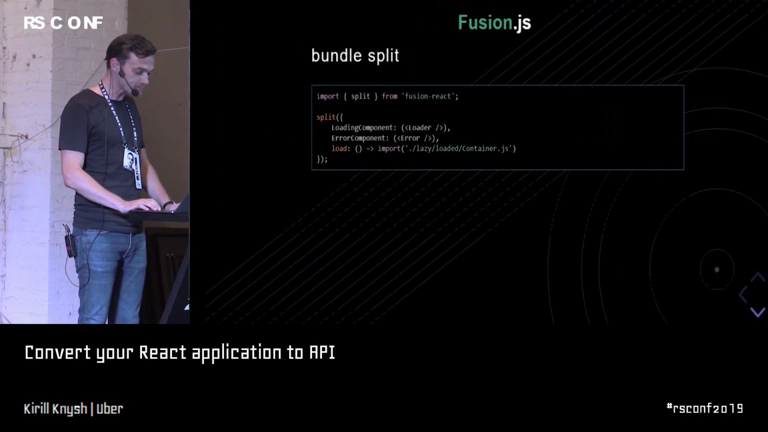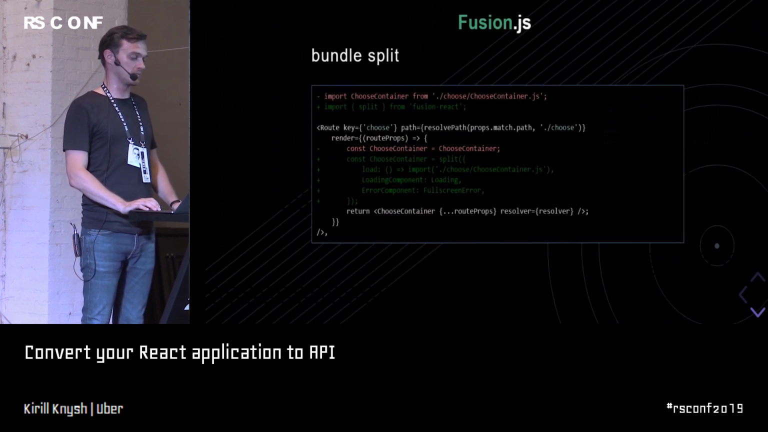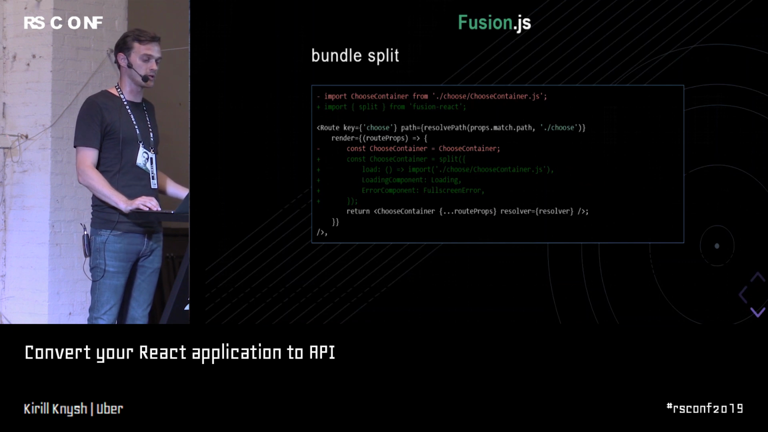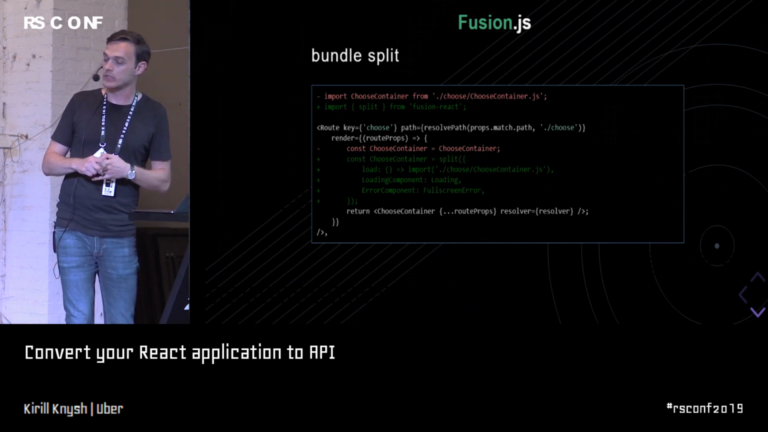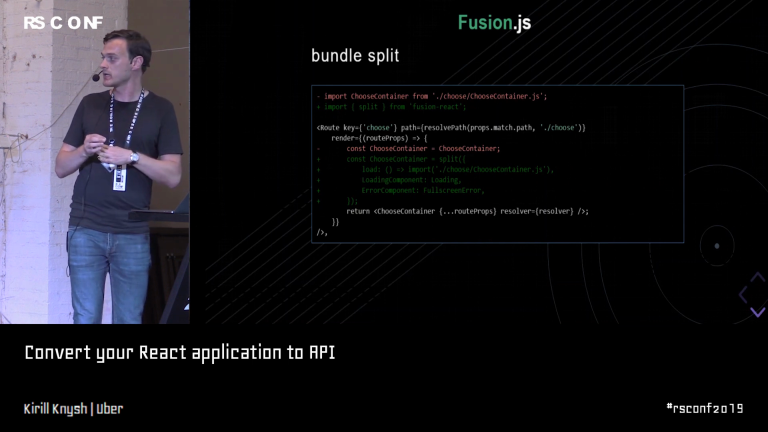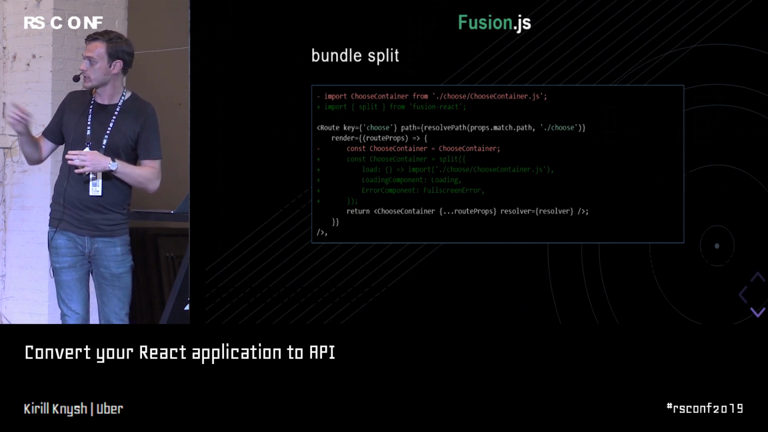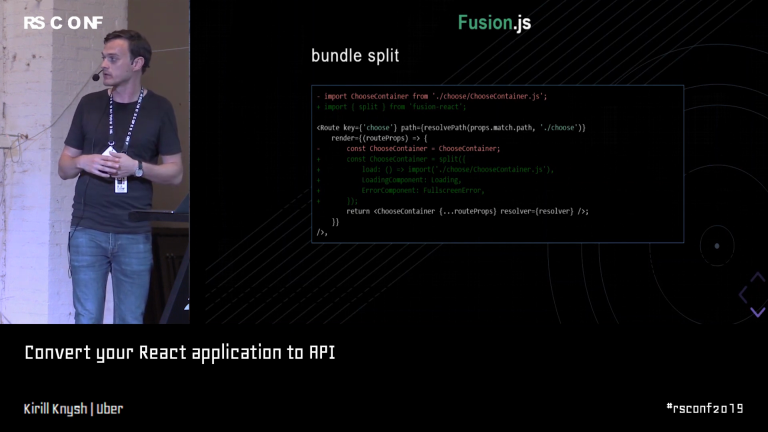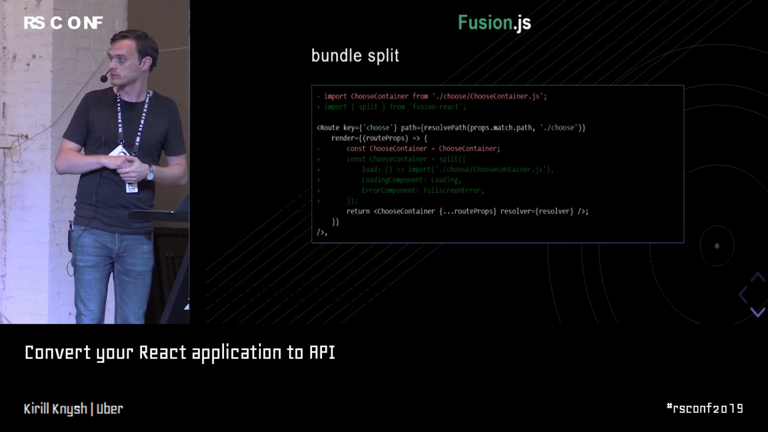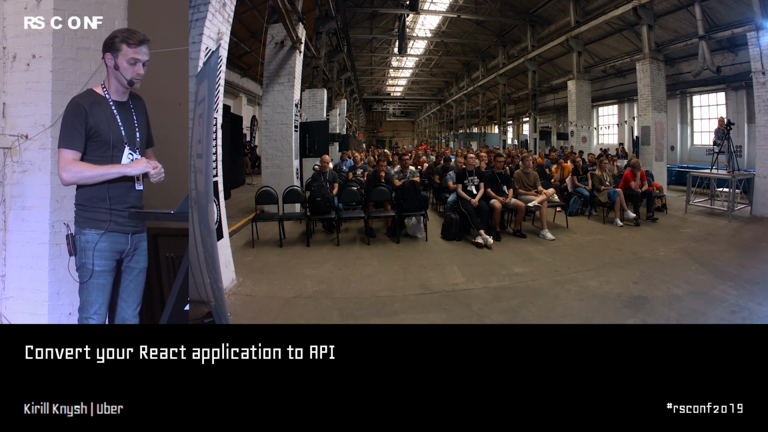This is really awesome. And the killer feature of the split function is that it returns the component itself. So this is the diff of what needs to be done to have the choose container loaded asynchronously in a separate bundle. It's just 5 lines of code to change, and done.